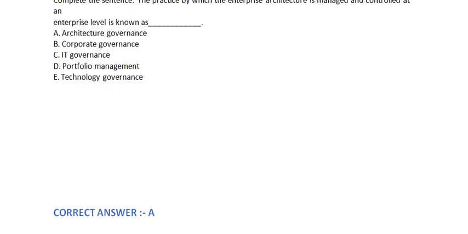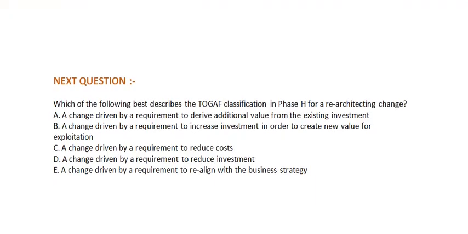The correct answer is option A. Next question is, which of the following best describes the TOGAF classification in phase H for a re-architecting change? Option A, a change driven by a requirement to derive additional value from the existing investment. Option B, a change driven by a requirement to increase investment in order to create new value for exploitation. Option C, a change driven by a requirement to reduce costs. Option D, a change driven by a requirement to reduce investment. And option E, a change driven by a requirement to realign with the business strategy.